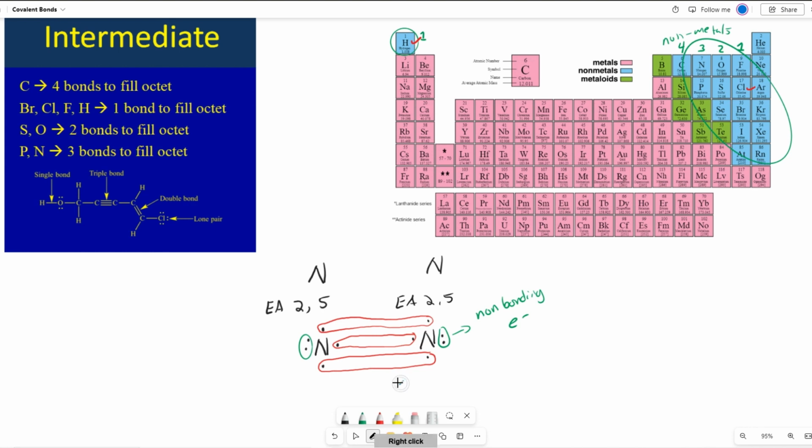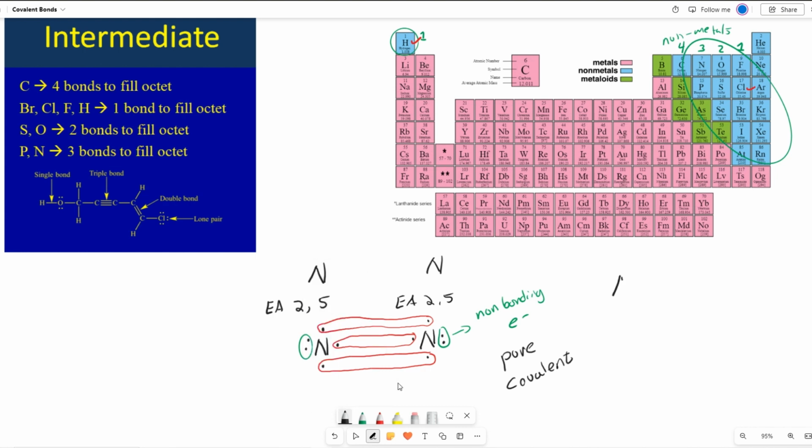Now, the electronegativity difference between them is going to be 0 because they both have the exact same electronegativity of 3.44. So nitrogens are going to make a pure covalent bond, meaning the electrons will be shared evenly between the 2 atoms.